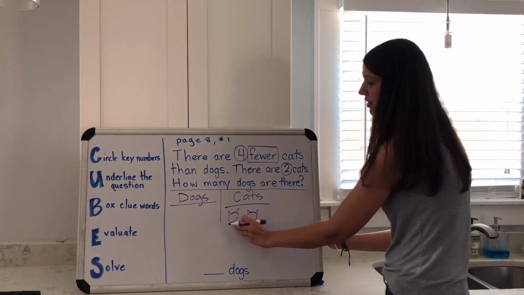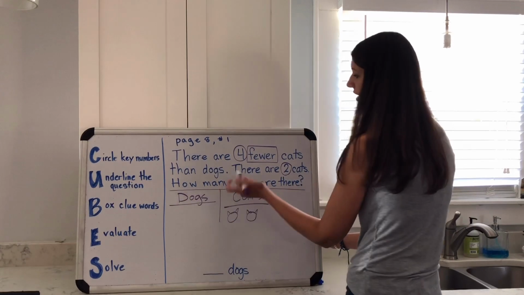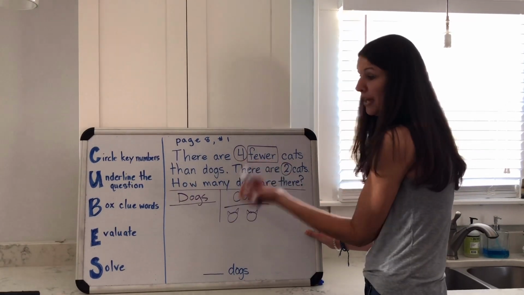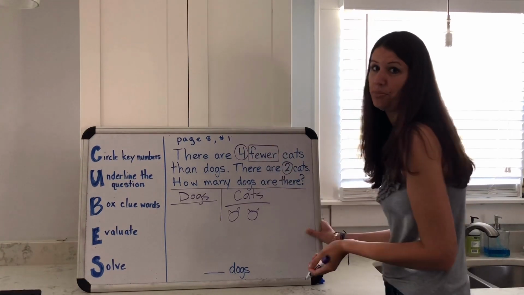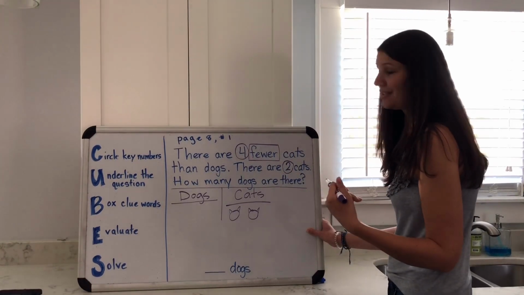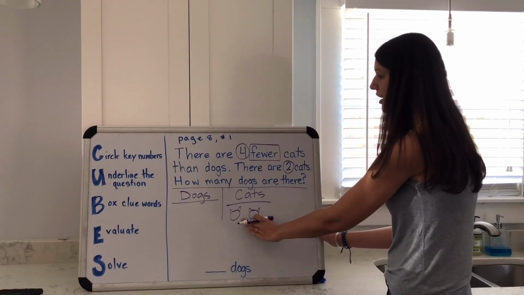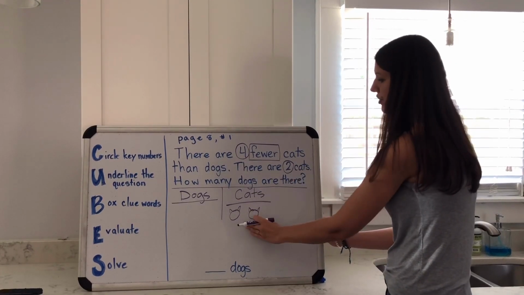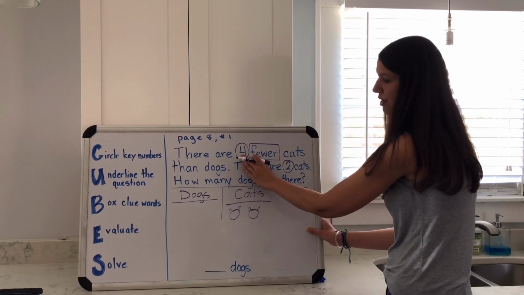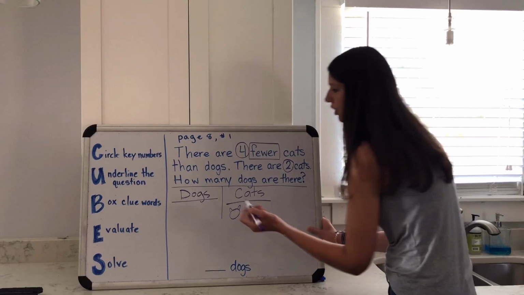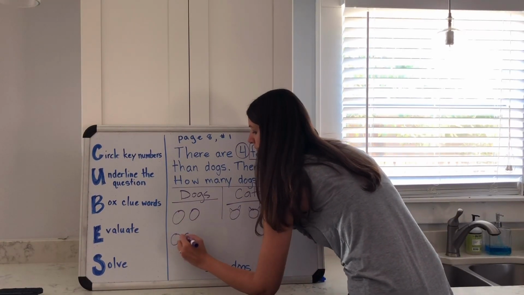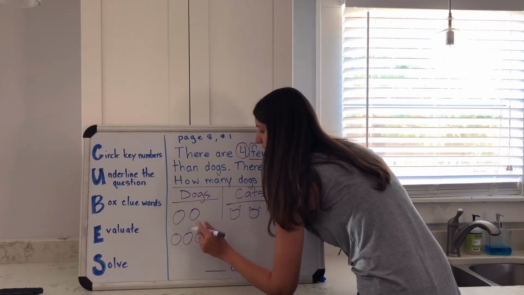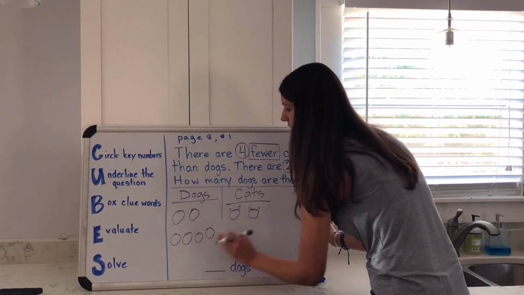So I have 2 cats, I know I'm going to have more dogs, and this number right here tells me how many more. So even though we said fewer is usually a subtraction problem, I'm actually going to use adding to figure out how many dogs I have. So 4 fewer cats, so I had 2 cats, so I'm going to take 2, and I'm going to add 4 to figure out how many dogs I have. 2 plus 4, so I'll have my 2 dogs plus 4 more. And I know that I have 6 dogs.